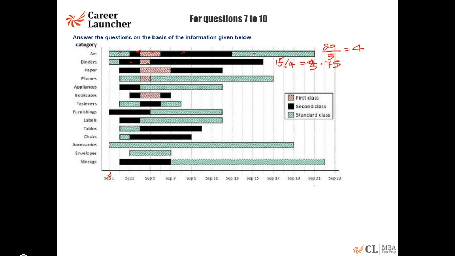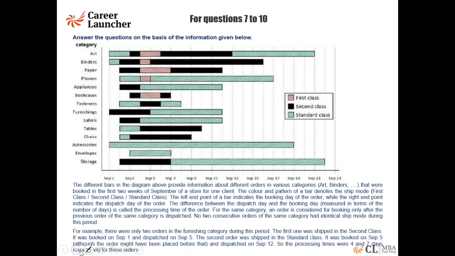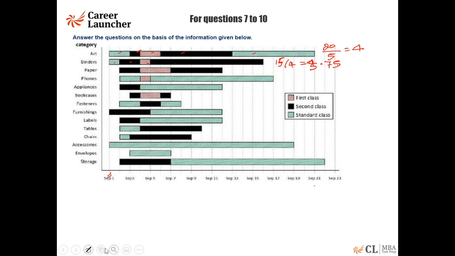So let me just write that down neatly. Okay, so this was 20 by 5 is equal to 4 days, and this is 15 by 4, so 3.75 days. And the third one, paper, is 1 to 3 orders, so divided by 3, how many days? This is 2nd till 12, 10 by 3, so 3.33 days.